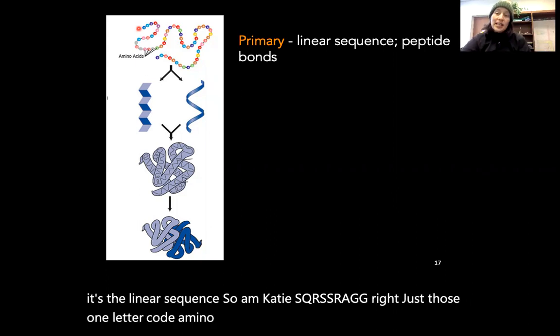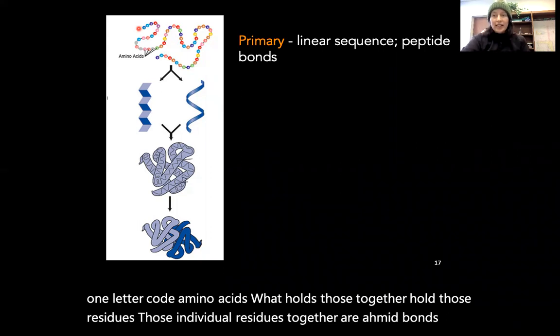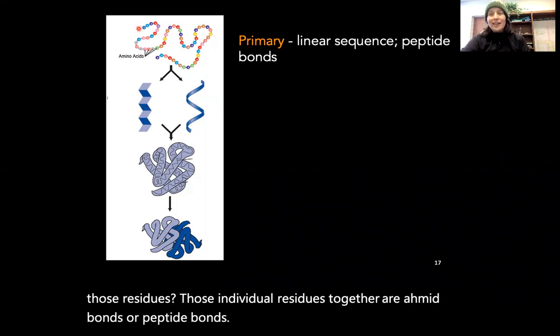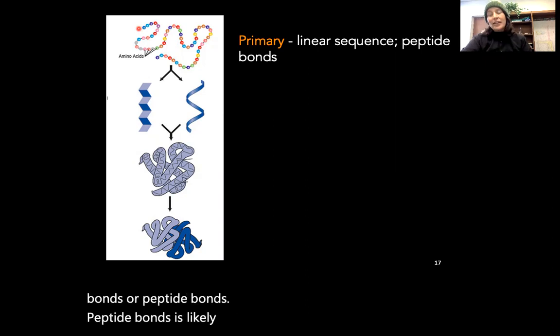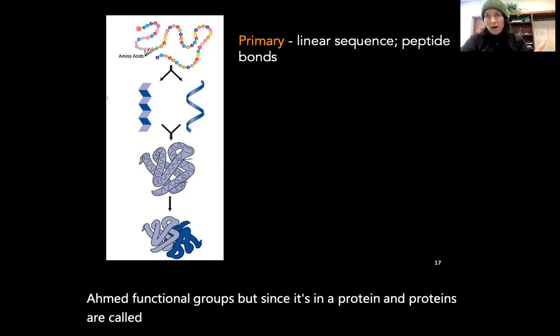What holds those individual residues together are amide bonds or peptide bonds. Peptide bonds is likely the more correct answer. Yes, they are amide functional groups, but since it's in a protein and proteins are called polypeptides, we call that bond a peptide bond. Okay.